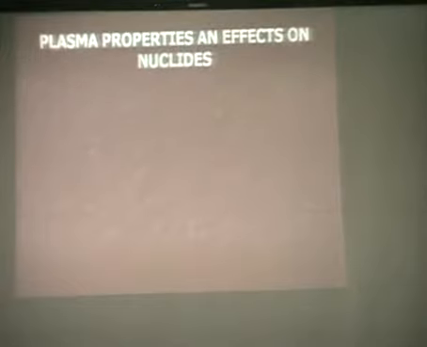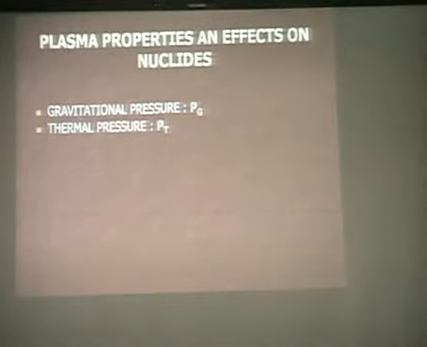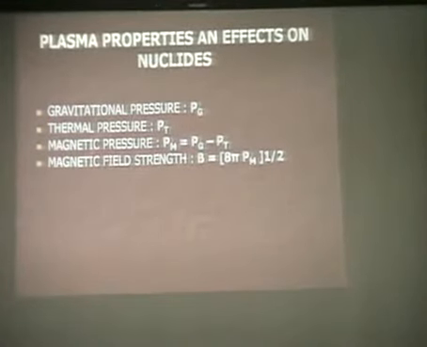And then the properties that affect the nuclides are the gravitational pressure and the thermal pressure. You put those two things together and you get the magnetic pressure. It's the difference between the gravitational and the thermal pressure. From the magnetic pressure, we relate the field strength. This is the magnetic field strength: the magnetic pressure times 8 pi, the square root of that gives us the magnetic field strength.